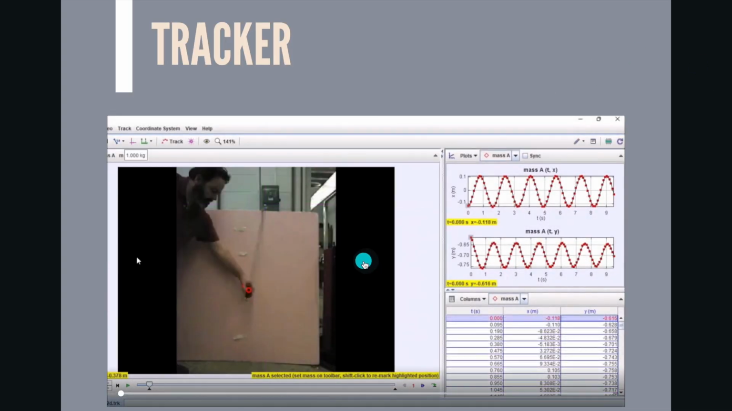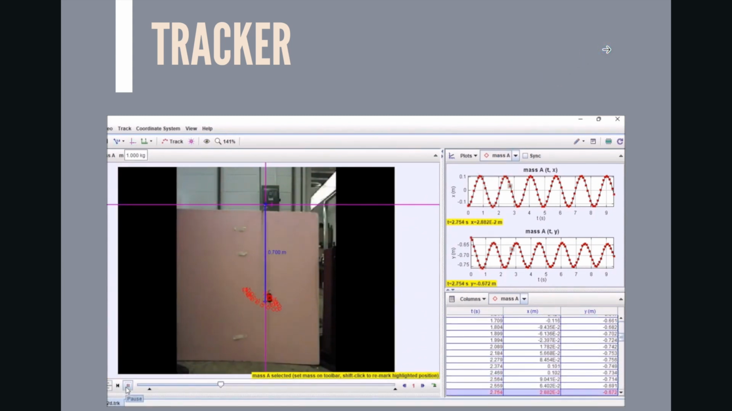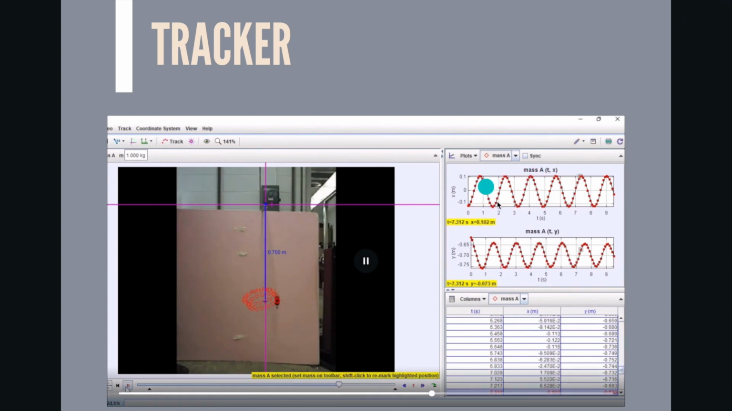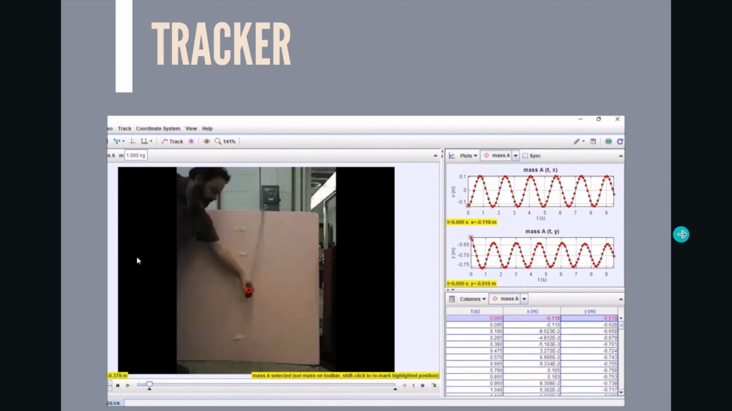Here we can see the video of the tracker and the movement of the dot, and here is the graph that we get for the mass in the x as well as in the y values.